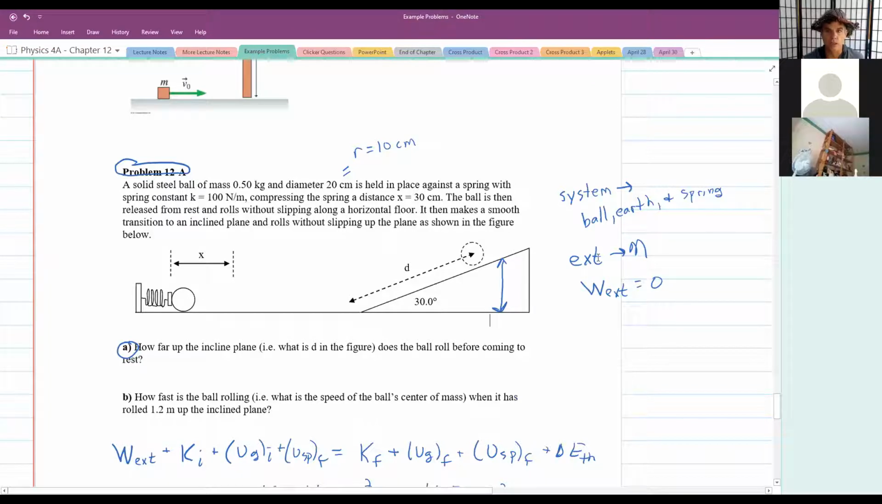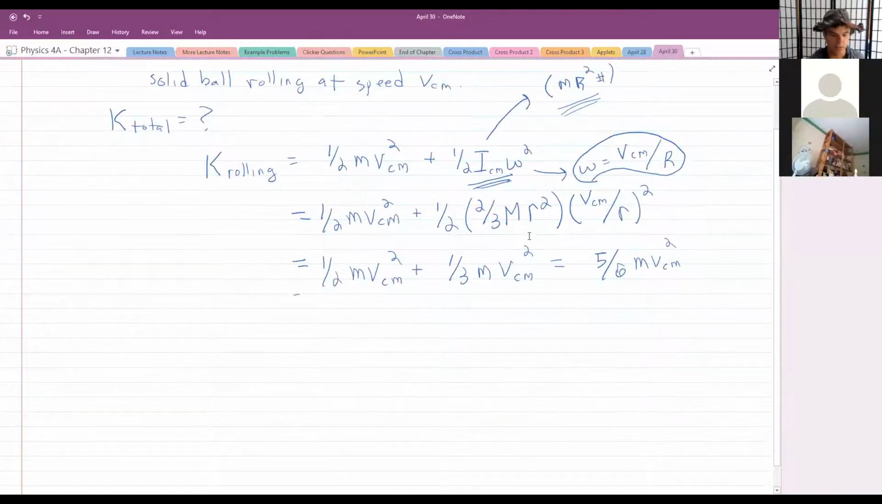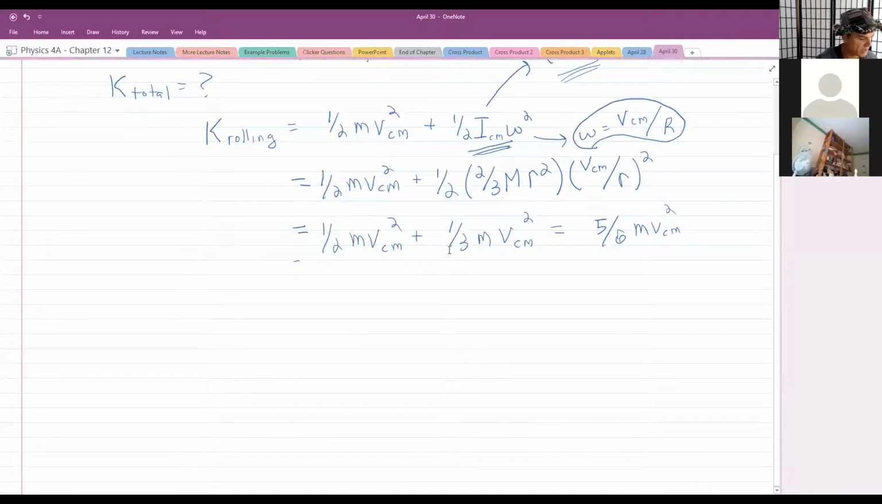Okay, let me maybe do this on a different one. So we've got 0.5. So let's do this here. That was example problem 12A.